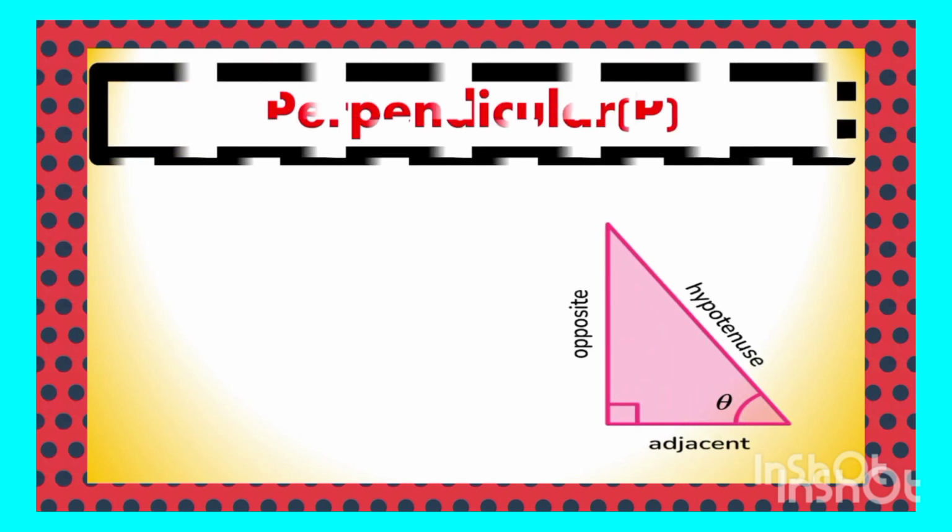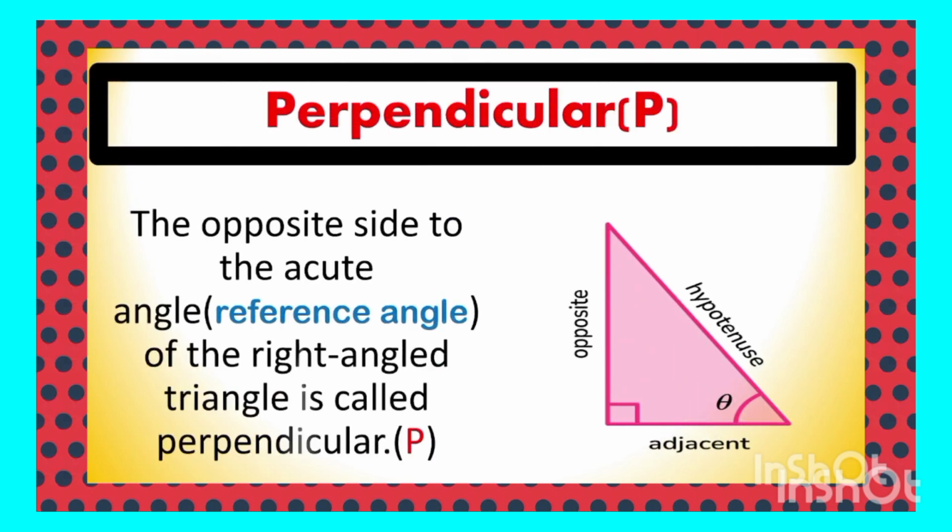Okay, so let's see what is perpendicular. The side opposite to the acute angle, the reference angle whose trigonometric ratio we are going to find, is called the perpendicular.